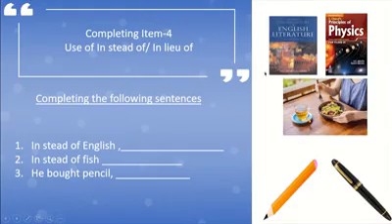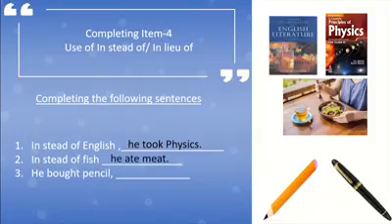Here we can see some pictures, that is, it's an English book and it's a physics book. Completing item 4, use of instead of or in lieu of, that its Bangla meaning is পরিবর্তে. Instead of English, he took physics.